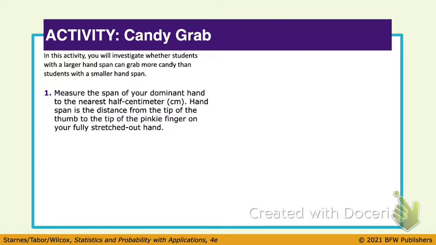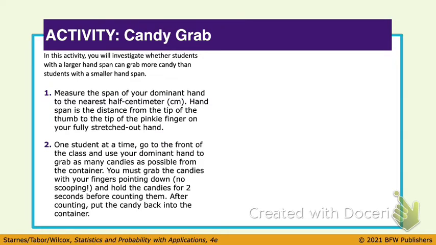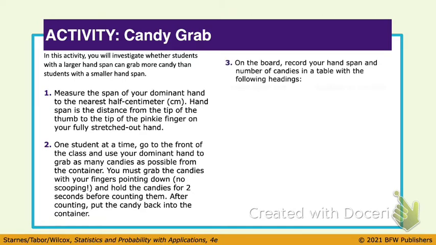And then I'm going to have a bucket, and one person at a time will reach into the bucket with your dominant hand down. We're not scooping like this. You have to keep your hand down. You're going to reach into the bucket and grab as many candies as you can, and lift it out. Hold it there for 2 seconds and then count how many candies you grabbed. Then you're going to mark on the board. I'm going to have a chart on the board, like the one you have below, and you're going to put your hand span in centimeters and the number of candies that you were able to grab.